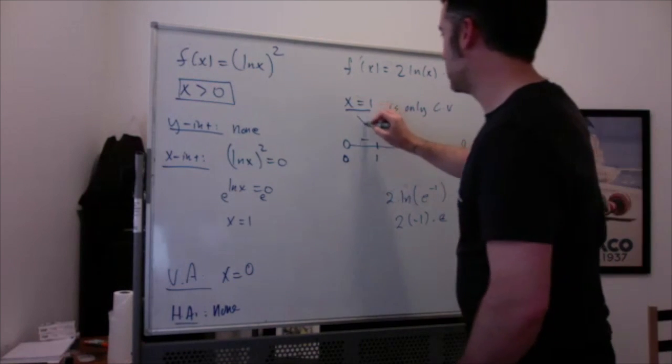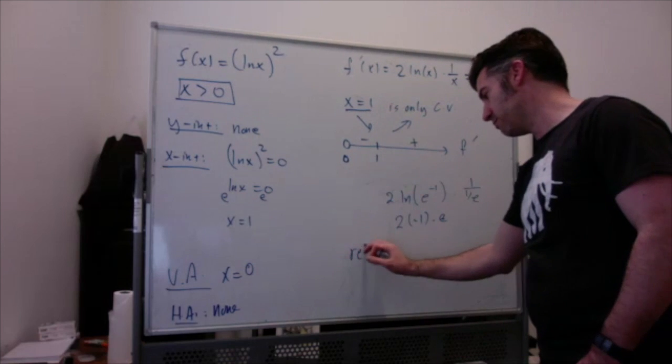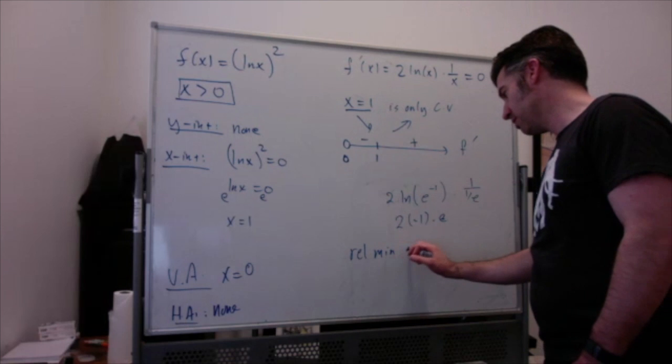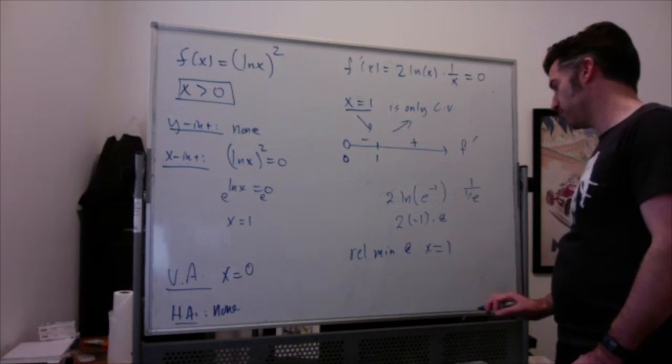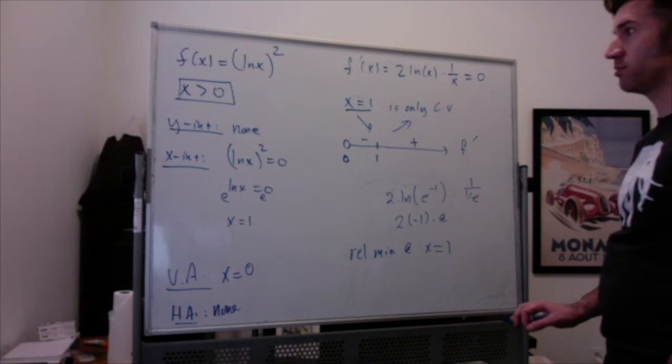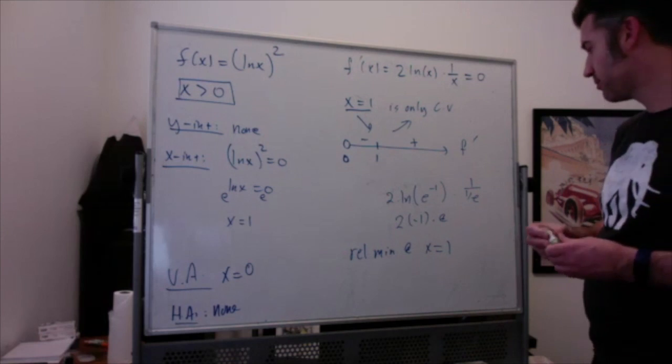So my function is decreasing and then increasing. So I definitely have a relative minimum at x equal to 1, which is also where my intercept happens to be. Okay.